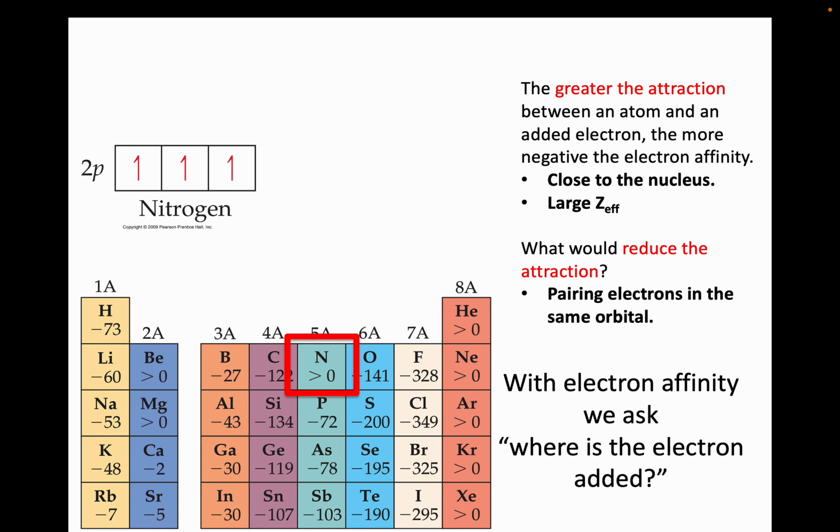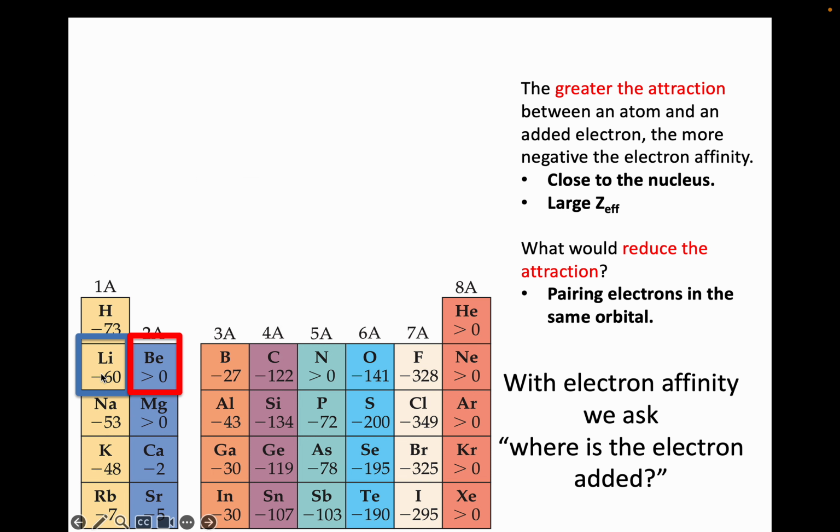How about nitrogen? Nitrogen has a positive value, which means it's unfavorable to add an electron. Here would be the orbital diagram for nitrogen. If I add an electron to make the nitrogen minus anion, why is this unfavorable? As I look at it, I'm back to the idea that I have to pair up two electrons in the same atomic orbital. And it turns out in the case of nitrogen, that leads to an overall unfavorable electron affinity.